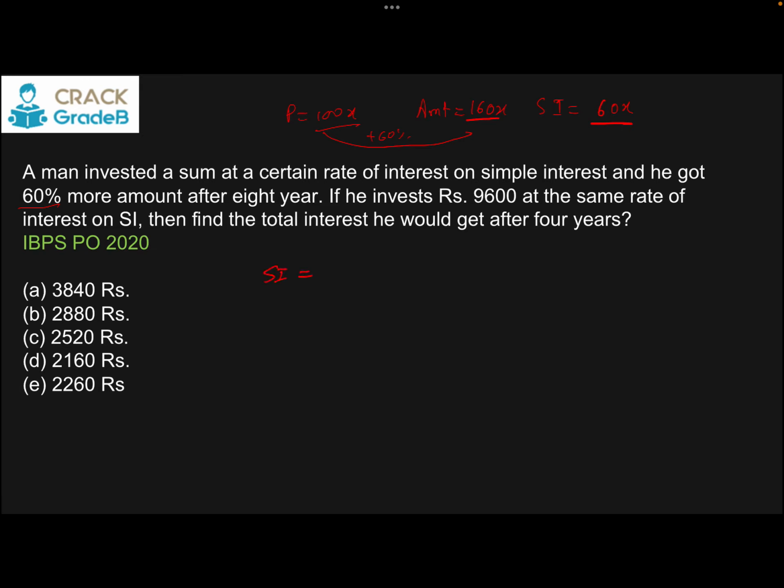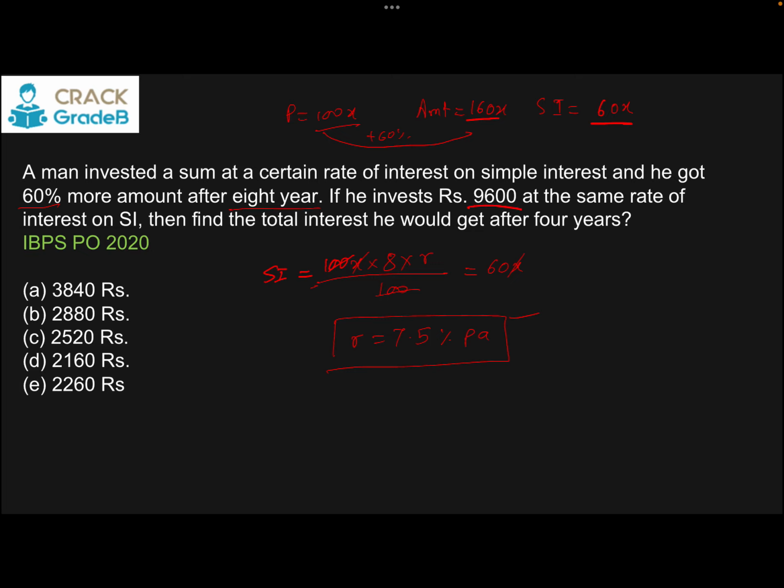So just use the formula that simple interest is equal to P into N, number of years is 8 years, into R, that we have to calculate, upon 100, and that should be equal to 60x. So x will get cancelled, 100 will get cancelled. That gets us R is equal to 60 upon 8, 7.5% per annum.